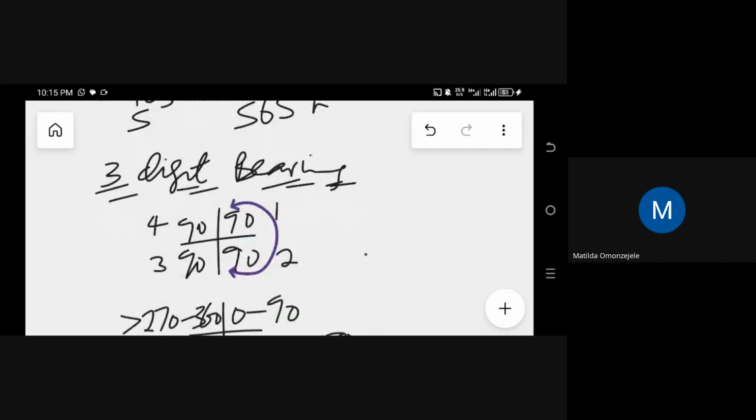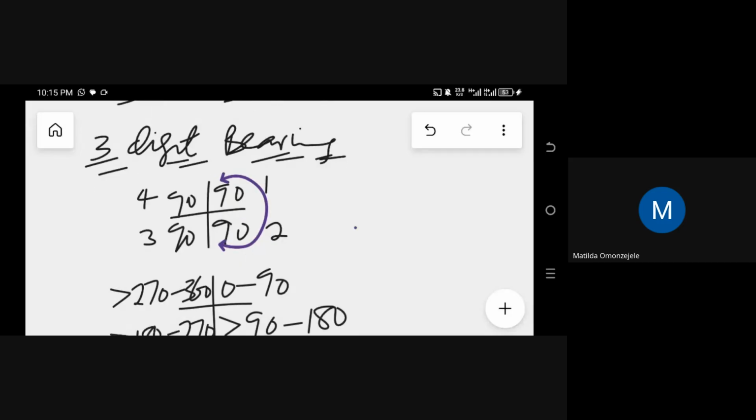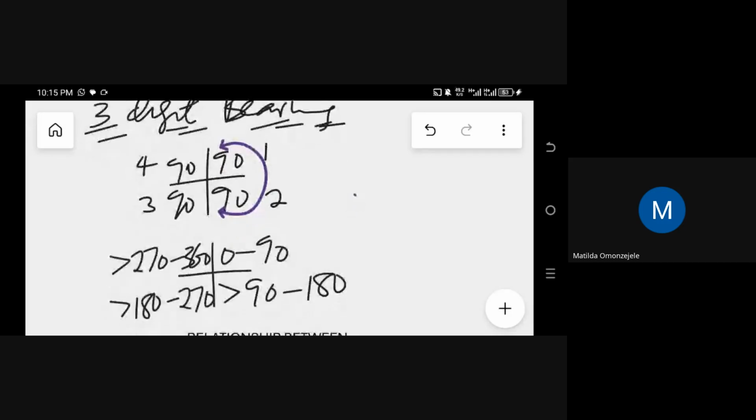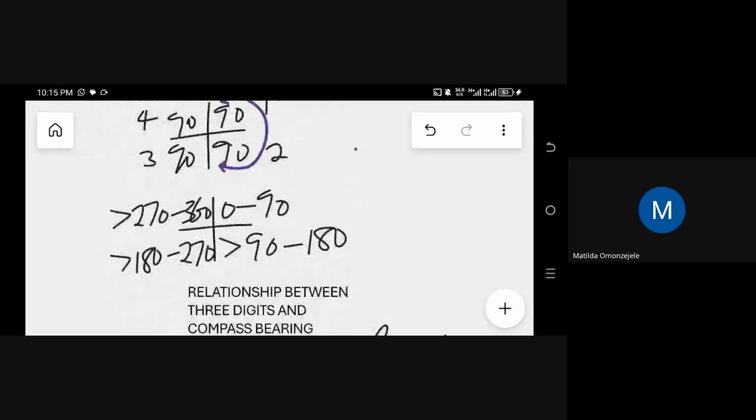Then for the three-digit bearing, we said we have to be adding all the 90s in each quadrant. We also went on to talk about the kind of angles that we can find in each quadrant: 0 to 90 for the first, greater than 90 to 180 for the second, greater than 180 to 270 for the third, greater than 270 to 360 for the fourth.